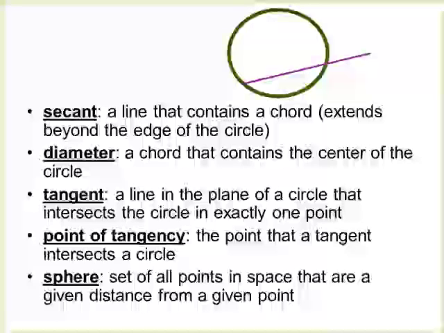A diameter is a chord that goes through the center. So chord means it goes edge to edge, and it has to go through that center. It could go through at any angle, but it must go edge to edge and go through the center to be a diameter. The length of a diameter is twice the length of a radius. It's like two radiuses right in line with each other.